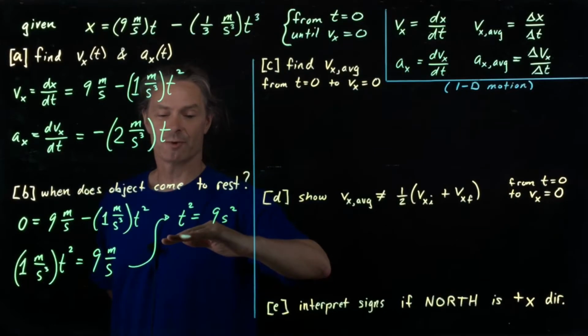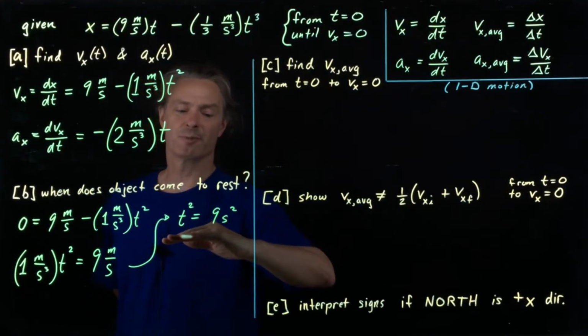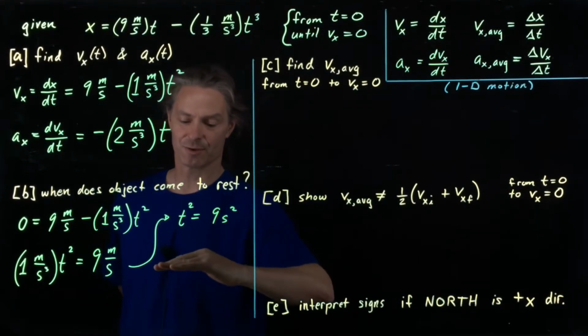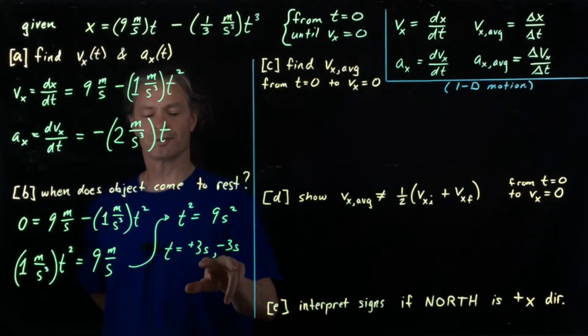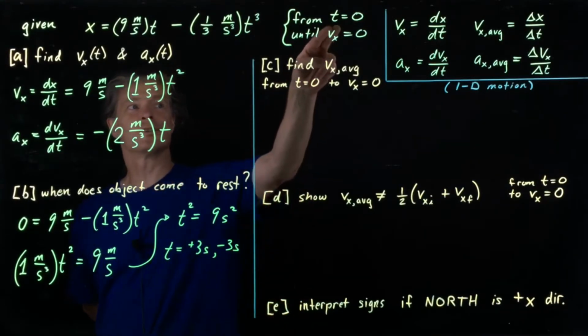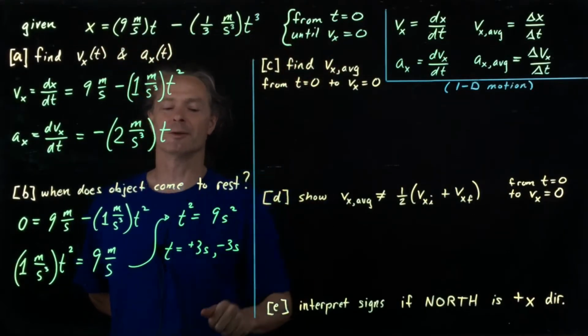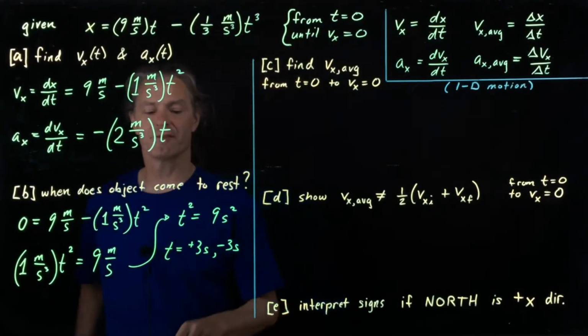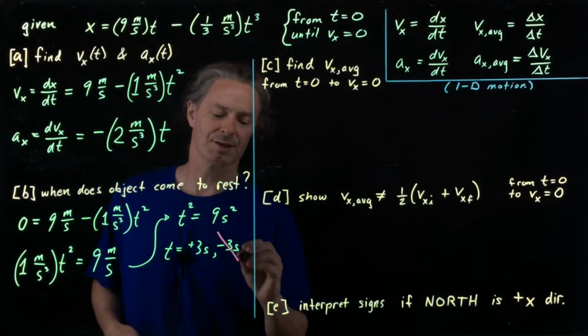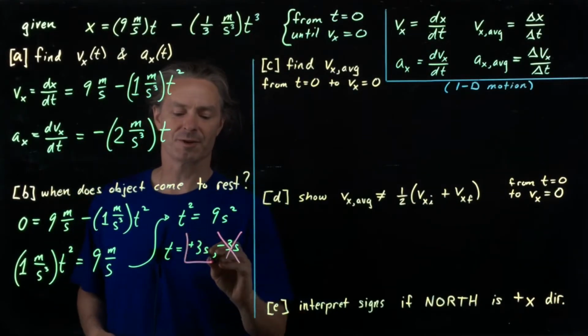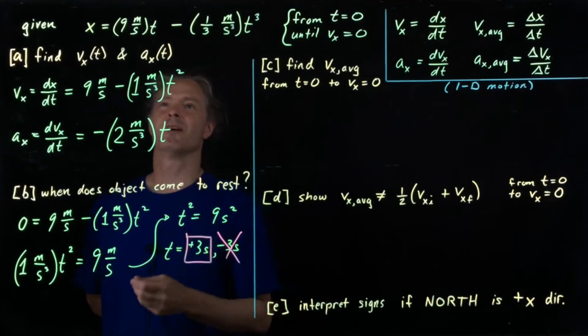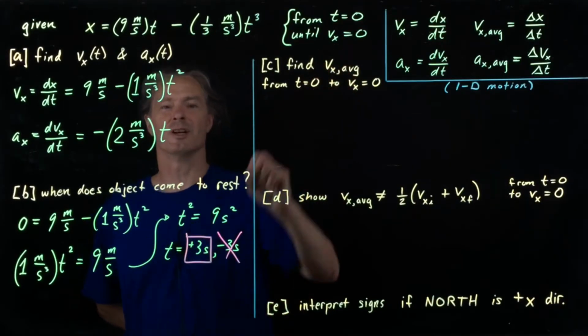And if I take the square root of both sides, I'll get t equals plus or minus 3 seconds, which I'll write here. Now let's look at these answers. Our clock started at t equals 0, so negative 3 seconds is before the time period where we're talking about this motion. So the negative 3 seconds is non-physical. I can cross it out. And the positive 3 seconds gives us the first time after t equals 0 at which the velocity is 0.